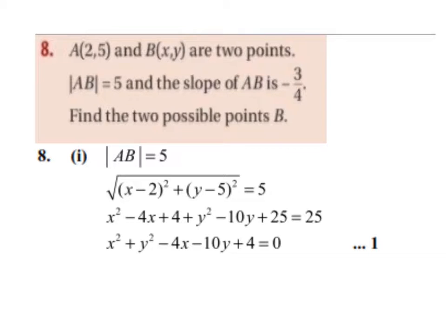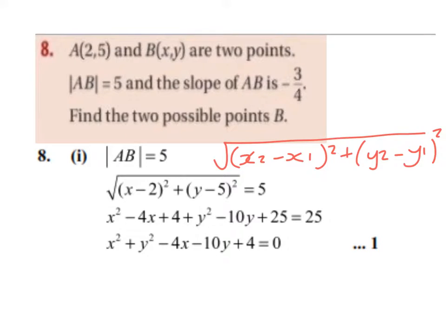So we're going to use the information that we're given, that the length of AB is 5 and the slope of AB is minus 3/4, to come up with the two possible points that B could be. So we know that the length of AB is equal to 5, so we are going to substitute into our distance formula, which is the square root of (x2 minus x1) squared plus (y2 minus y1) squared.